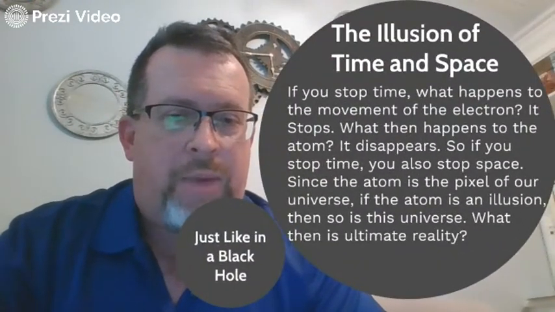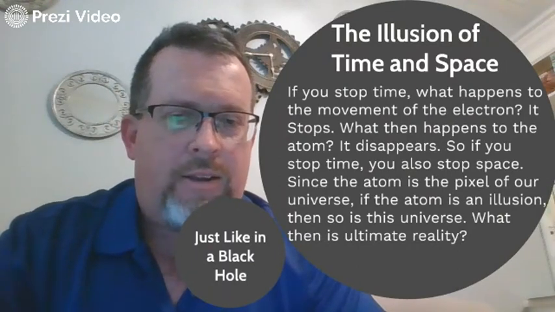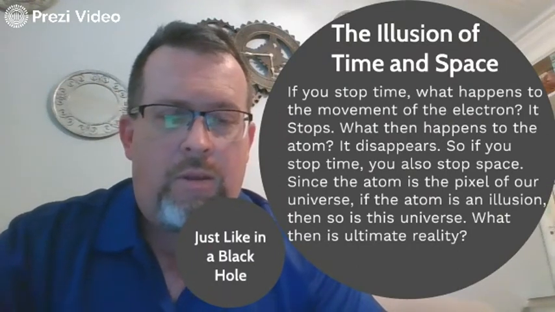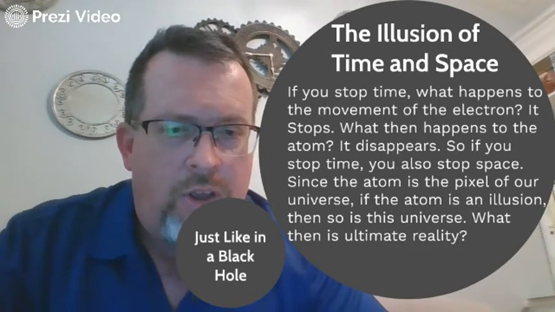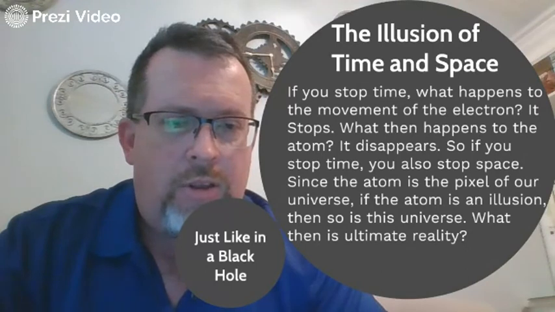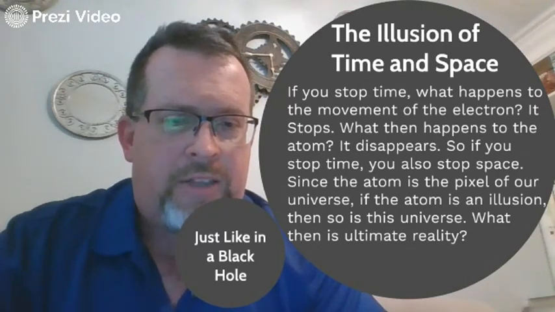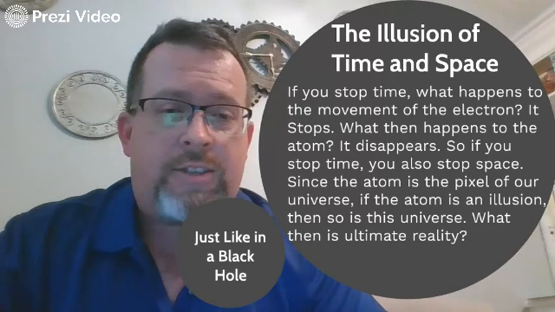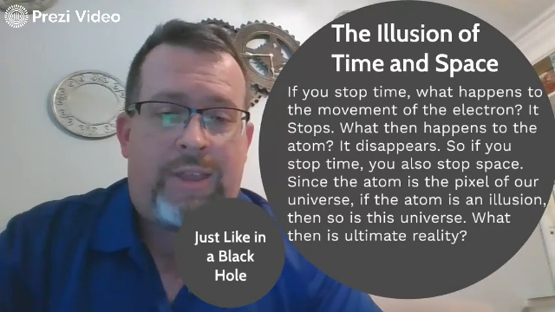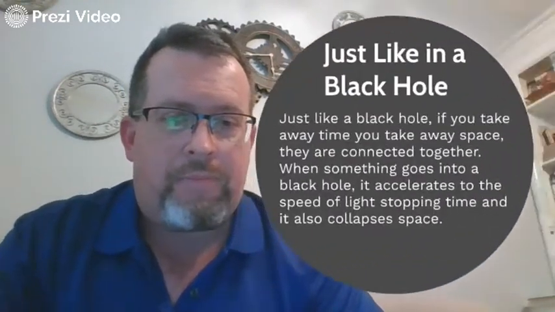So, the illusion of space-time: if you stop time, what happens to the movement of the electron? It stops. Well, what then happens to the atom? It disappears. So if you stop time, you also stop space. Since the atom is a pixel of our universe, and if the atom is an illusion, then so is the universe. The whole universe is an illusion. So what then is ultimate reality?